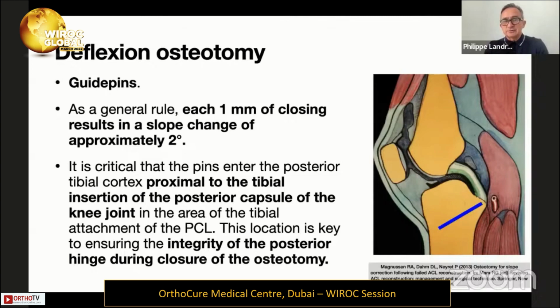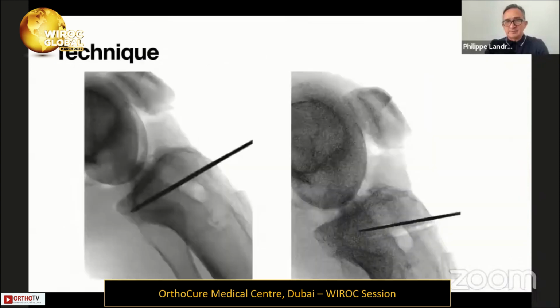And it's important to put the pin reaching the posterior tibial cortex just proximal to the tibial insertion of the posterior capsule of the joint. So it ensures the integrity of the posterior hinge during the closure of the osteotomy, with the PCL, which stabilizes the posterior part of the osteotomy.